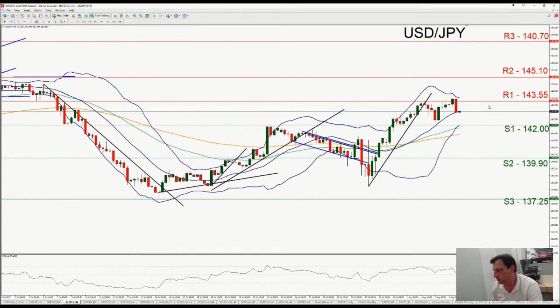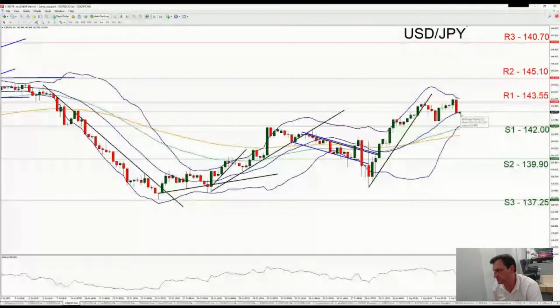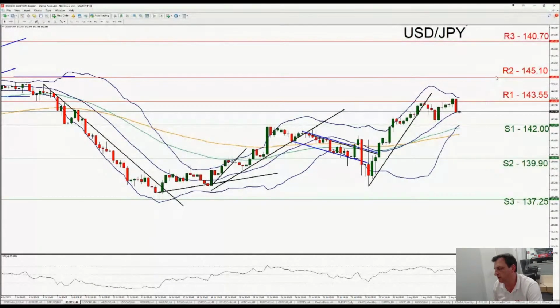Now, should there be any bullish tendencies, we may see the price action of USD JPY rising, breaking the 143.55 and start aiming for the 145.10. On the flip side, should the bears take over, we may see the price action dropping, breaking the 142 support line, and start aiming for the S2 139.90.